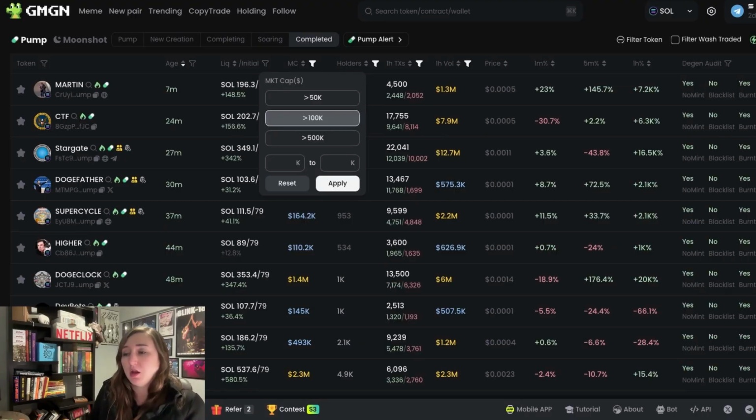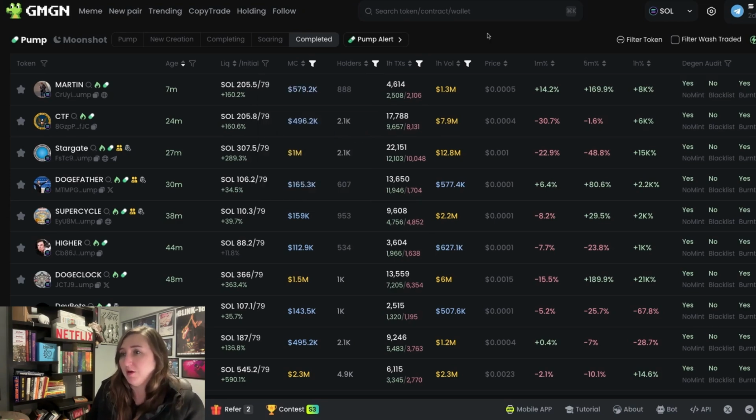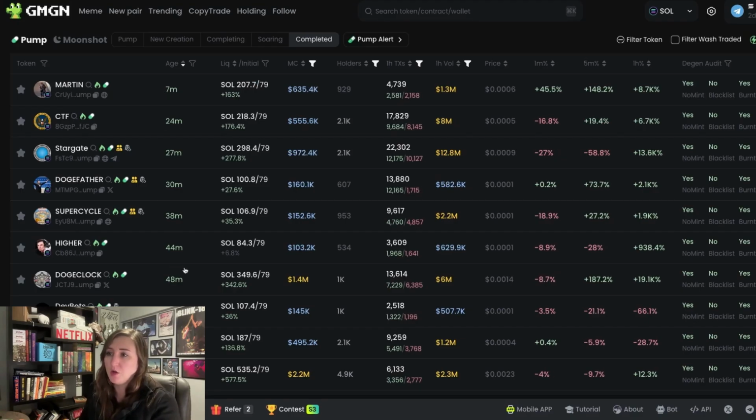Now, these are higher market cap coins, so I would say they're less risky in meme coin trading just because they have already hit that 100K market cap. When you're below that 100K market cap, coins are more likely to rug and stuff like that. So just be aware of that. If we sort by this, let's just pull up Martin here since he's the earliest. You're looking for in between that 1 to 2 hour period.